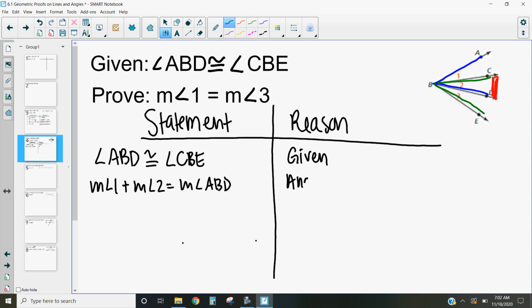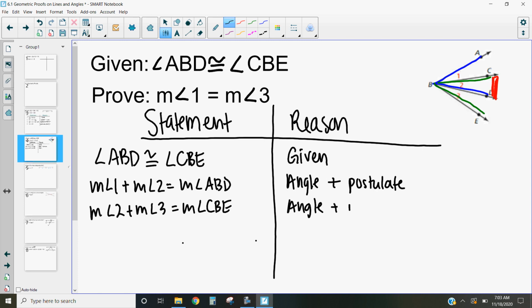Well, that is true by the angle addition postulate, which sounds exactly like it's written. The angle addition postulate says that I can add two angles as long as they're non-overlapping to equal the bigger angle, just like the segment addition postulate. Guess what else is true by the angle addition postulate? That the measure of angle 2 plus the measure of angle 3 equals the measure of angle CBE for the exact same reason, right? And all I'm doing is rewriting the way that I described that blue angle, that green angle.